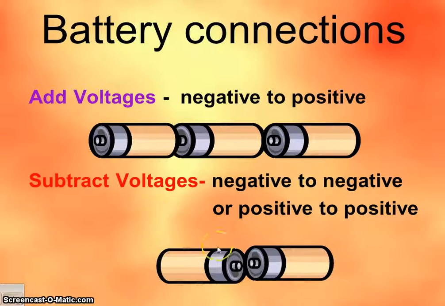Now, you ever notice that if you're not paying attention and you're throwing the batteries in your camera or in your flashlight and you don't put them in right and they get end to end, it doesn't work. That's because the voltages actually subtract. Okay?